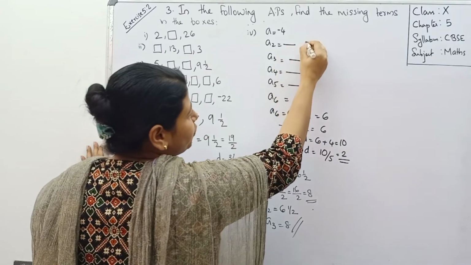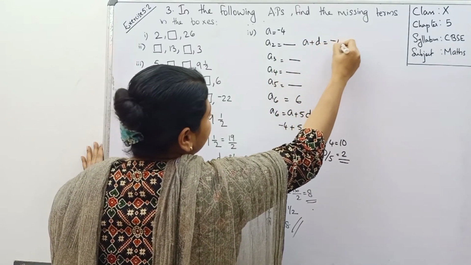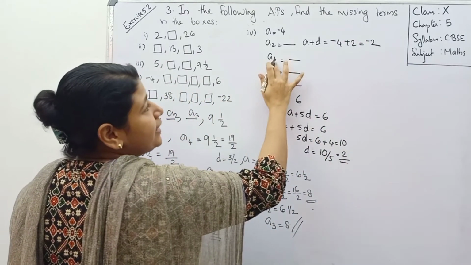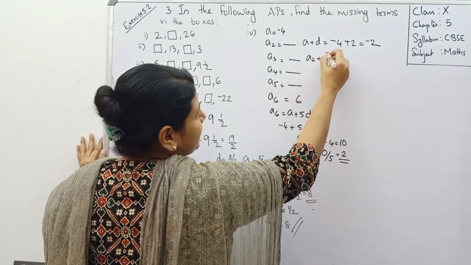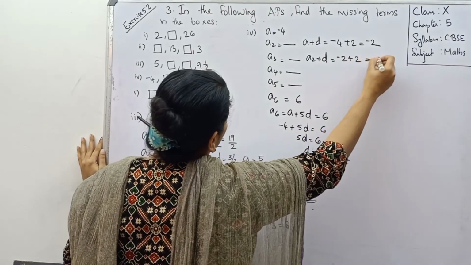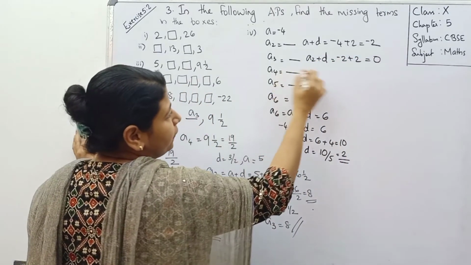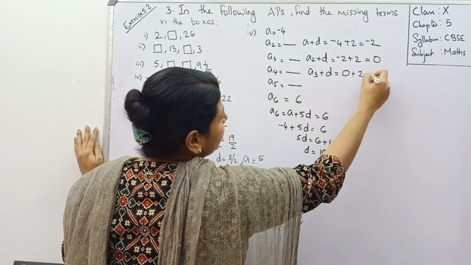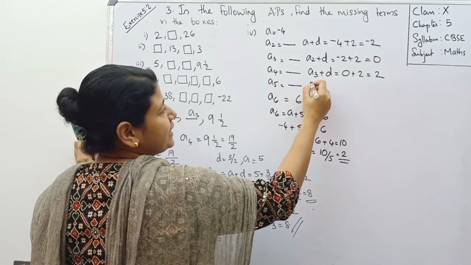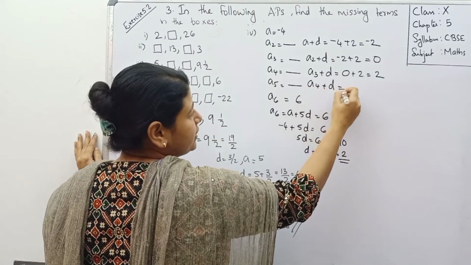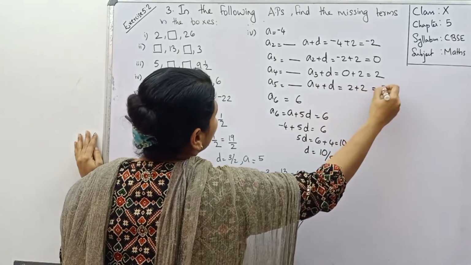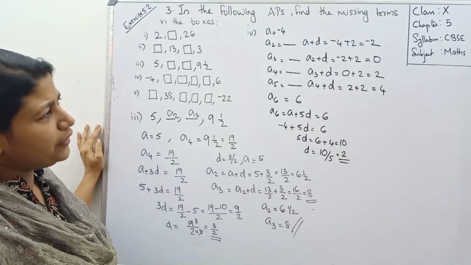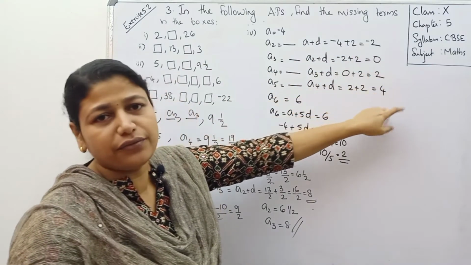Now we can write a2, that is a plus d, -4 plus 2 which is -2. Okay. Then a3, a2 plus d, -2 plus 2 which is equal to 0. a4, that is a3 plus common difference, 0 plus 2 equal to 2. And a5 which is a4 plus common difference, 2 plus 2 which is equal to 4. So, all the terms we got as -2, 0, 2 and 4.